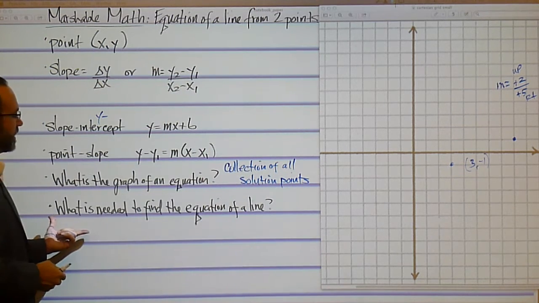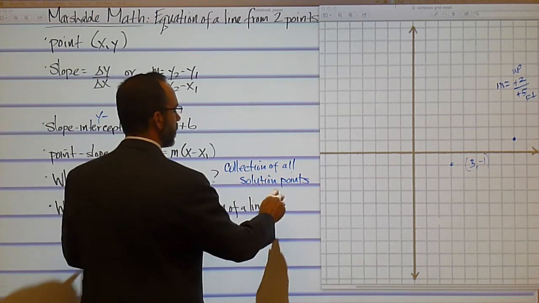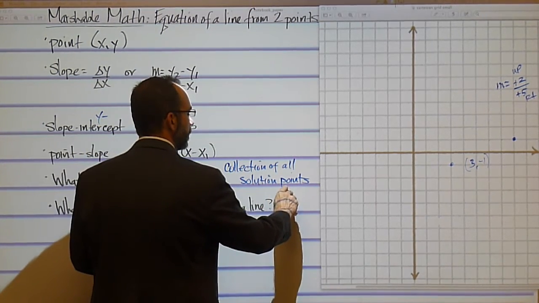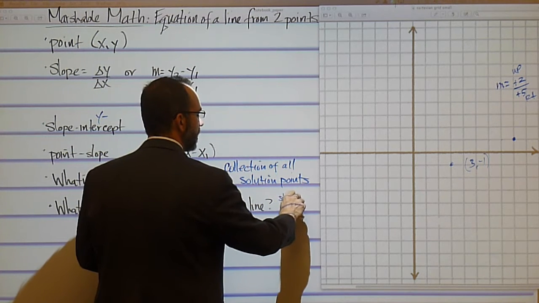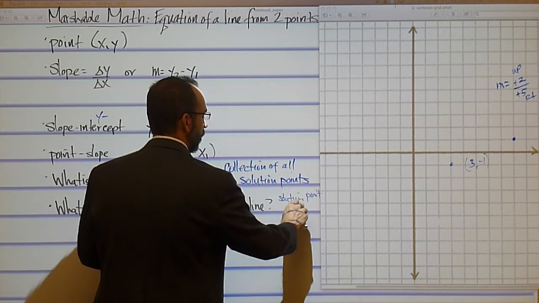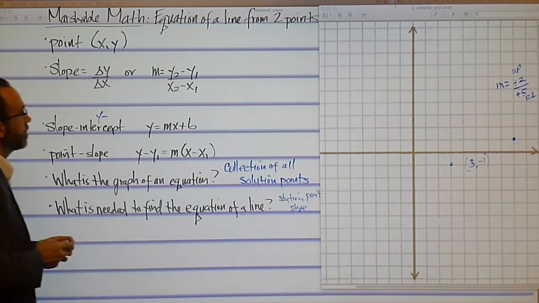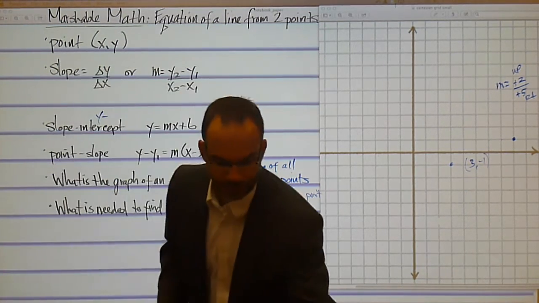And then next, what's needed to find the equation of a line? This is what we did last time on the first equation video. You need a single point, a solution point, S-O-L-U-T-I-O-N, a solution point and a slope. Okay, so these things should be familiar to you. We're going to move on now to the lesson.